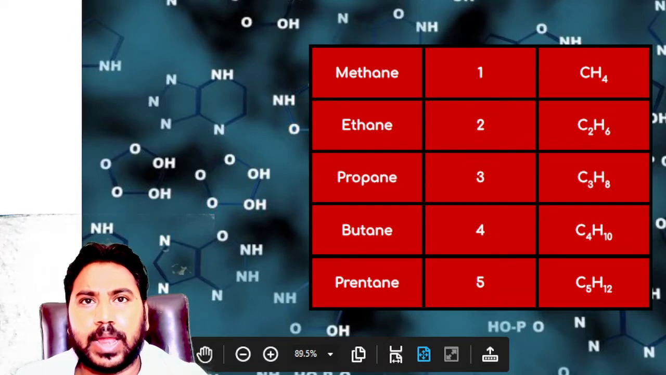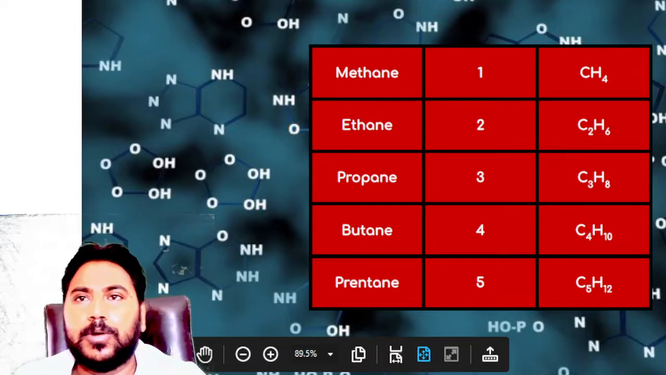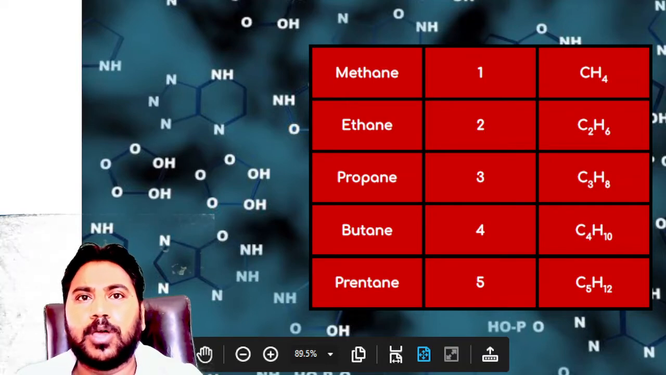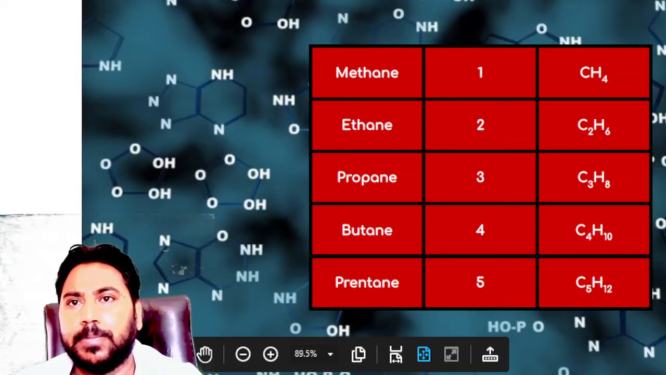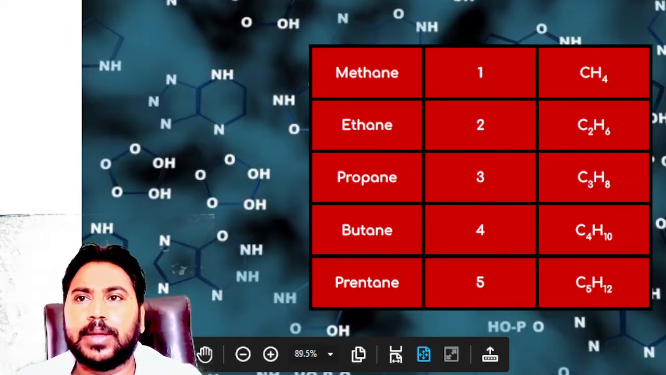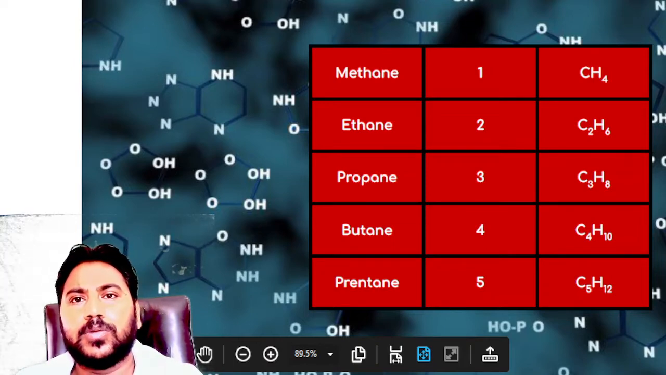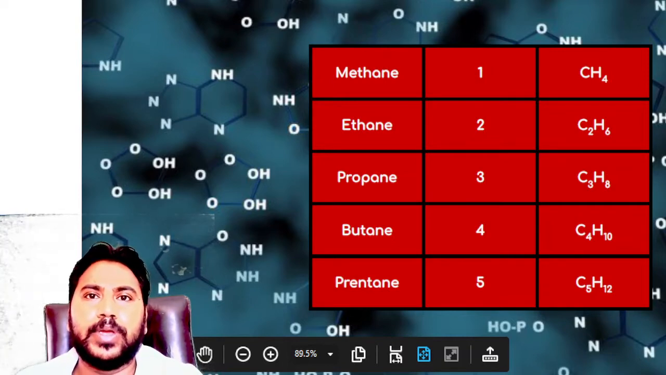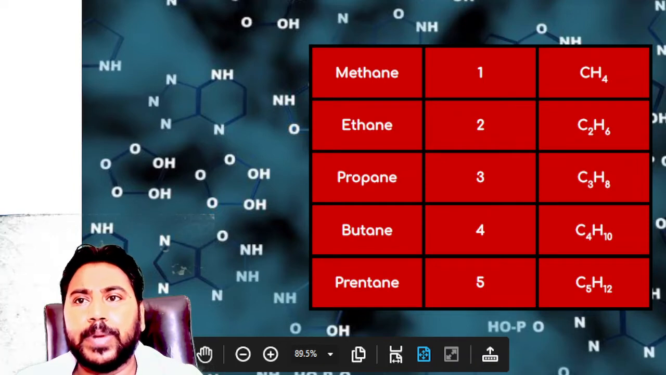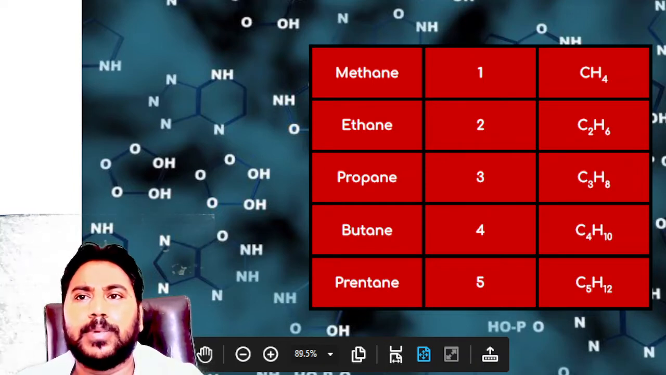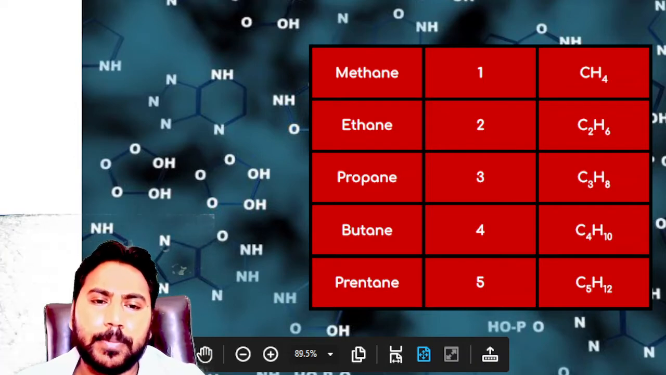Now let's write the name of hydrocarbon. For single bond, we will use "-ane", and if hydrocarbon has one carbon atom, then we will say methane. In the same way, for two carbon atoms, we will use "eth". So the name of C2H6 will be ethane. In the same way, we can write propane for 3 carbon atoms and butane for 4 carbon atoms and pentane for the 5 carbon atoms.